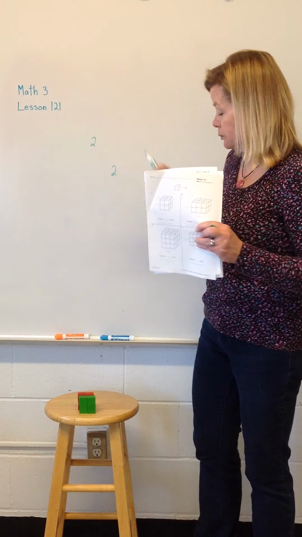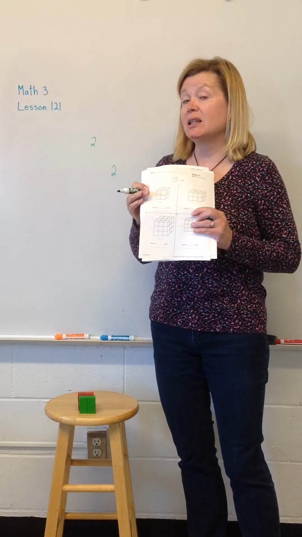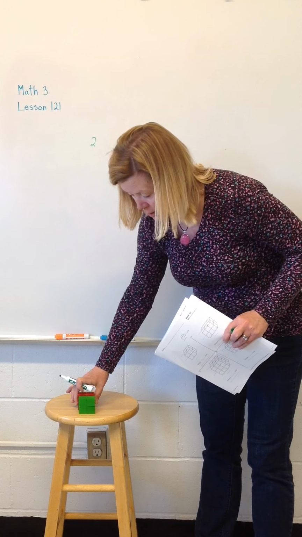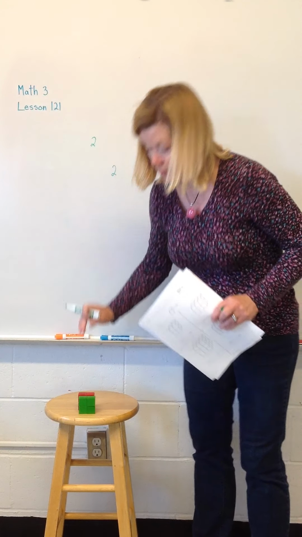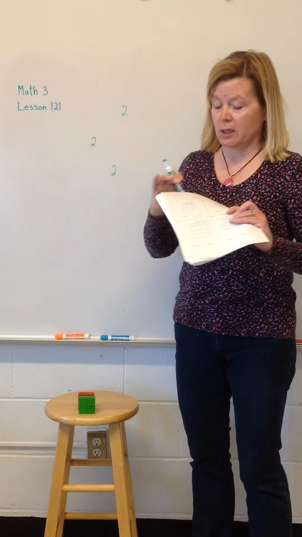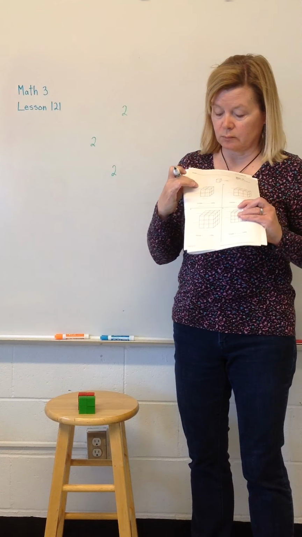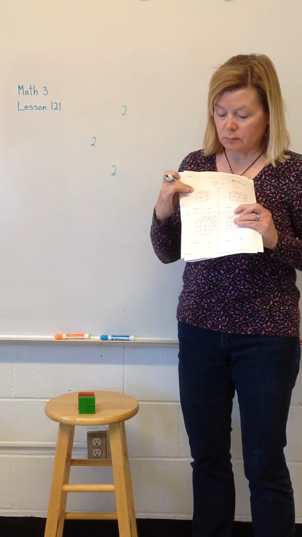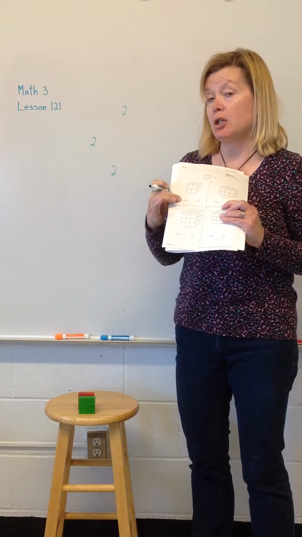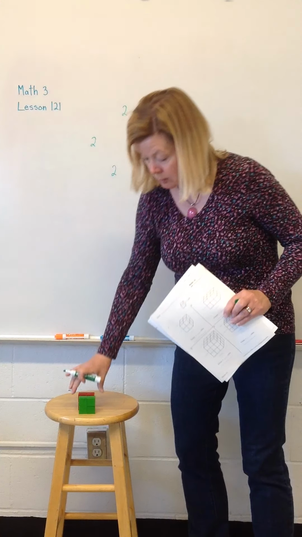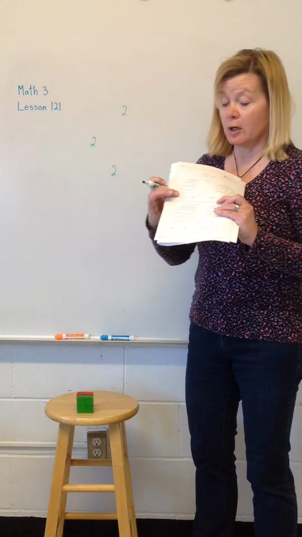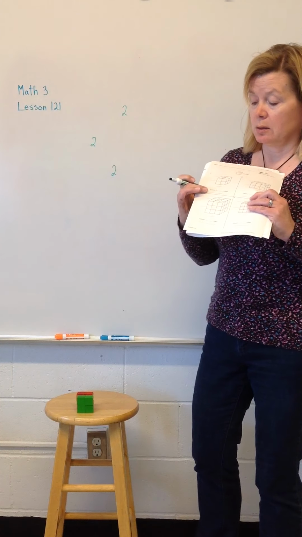Let me erase that. How many layers are there to this model? The green is a layer and the red is a layer. So that goes at the top. That's where the 2 goes. Okay, so our volume is how many cubes? Remember, you told me that this was 8. So write that volume equals 8 cubes.